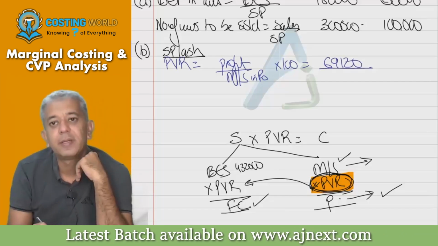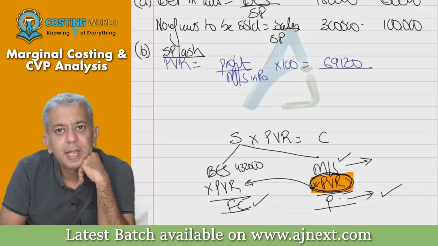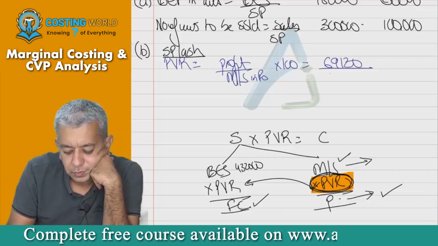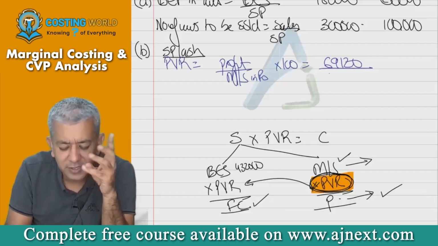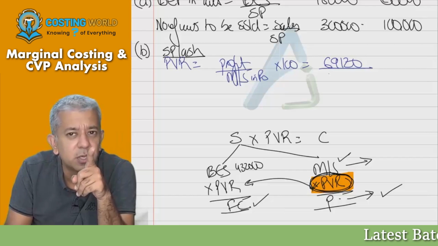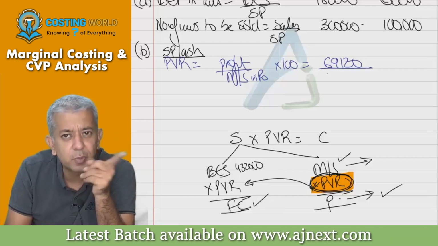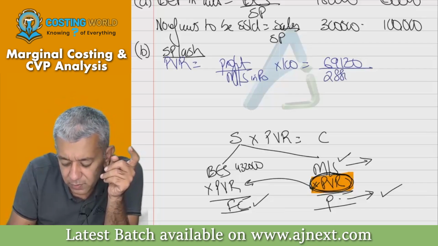$69,120 divided by... Tell me, margin of safety is how much? 2,80,000. It's sales above break-even sales. So out of 7,20,000, 4,32,000 was supposed to be your break-even sales. So the rest will be your margin of safety.